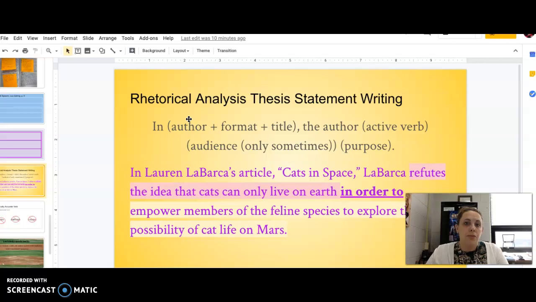Additionally, we're going to include the format, and we've been doing this as well. So was it an article? Was it a speech? Was it a political cartoon? What is it? The next thing that you're going to do is very important.